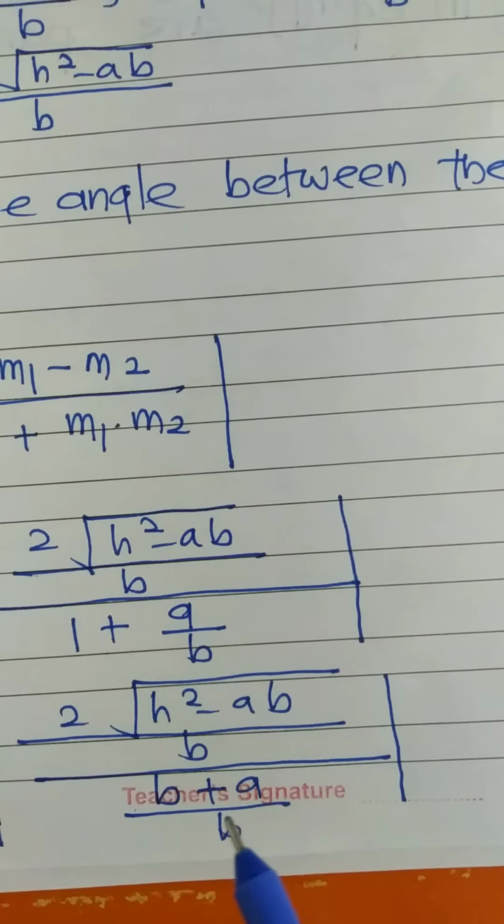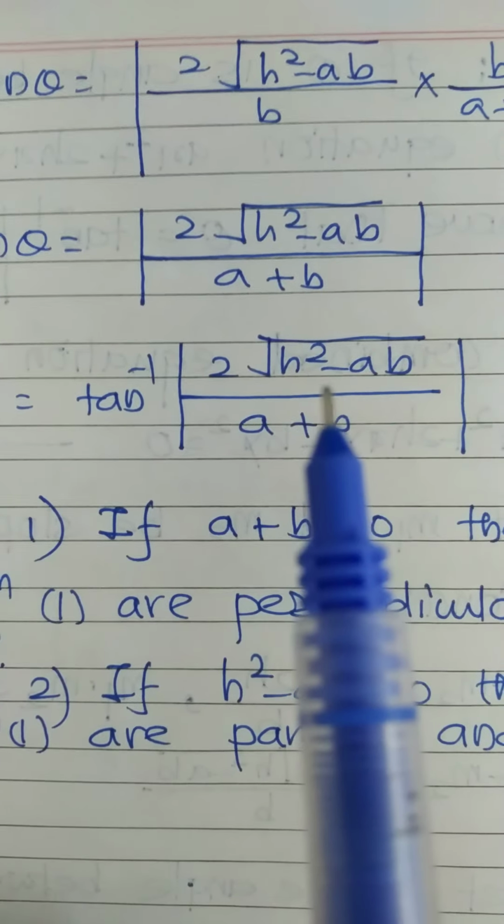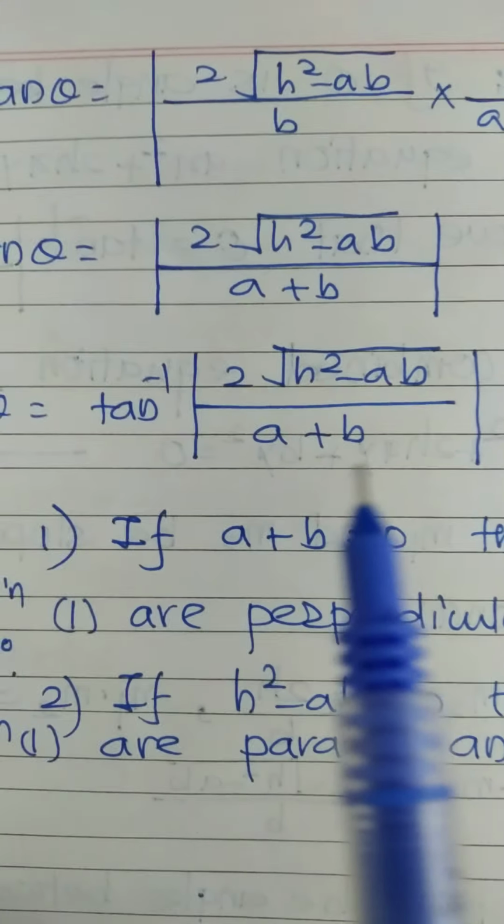So b and b get cancelled. The remaining term is tan theta equals 2 square root of h square minus ab upon a plus b. Therefore theta equals tan inverse of 2 square root of h square minus ab upon a plus b.